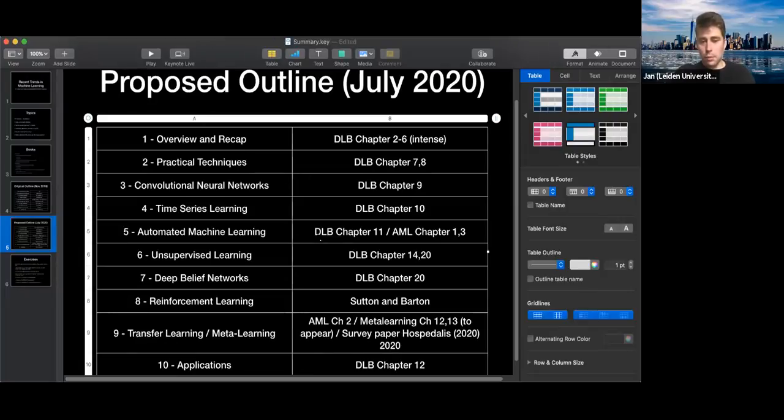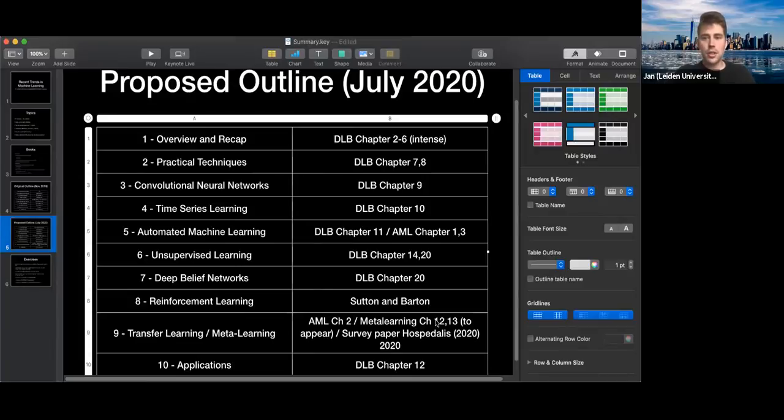Then the only problem that I found was that for transfer learning, there's not really a book yet. So therefore, this led me to add this shameless self-promotion here in this schedule. The meta learning book, to appear later this year, will have two chapters on this topic.